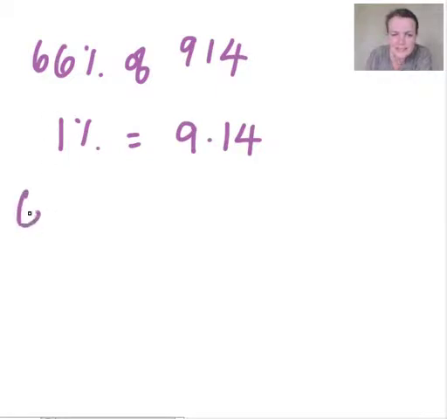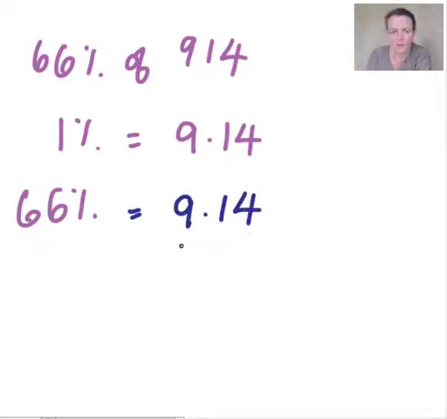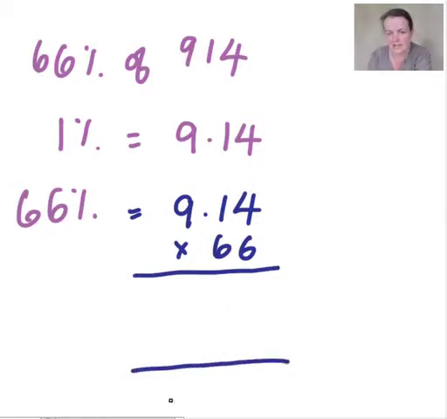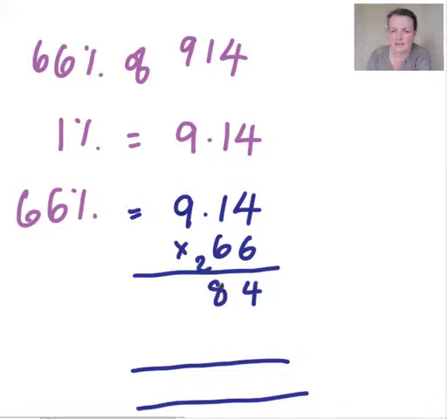No, we wanted 66%. So let's find our 66%. So if we multiply this side by 66, we multiply that side by 66. So 9.14 times 66. Don't get panicked by it, just take it nice and slow. 4 times 6 is 24. 1 times 6 is 6, plus 2 is 8. 9 times 6 is 54. Keep your columns nice and straight.